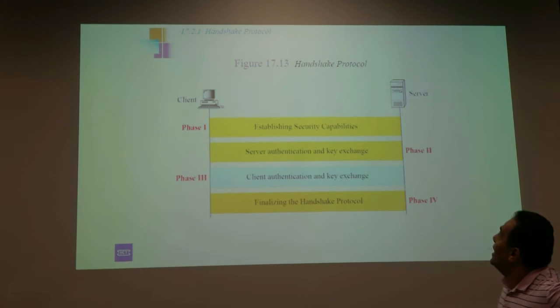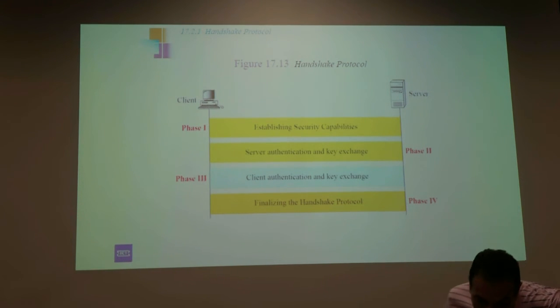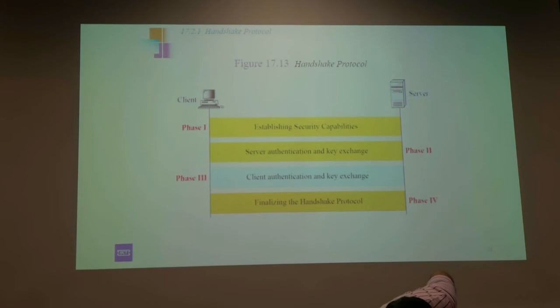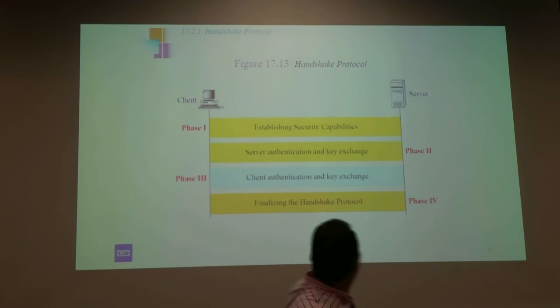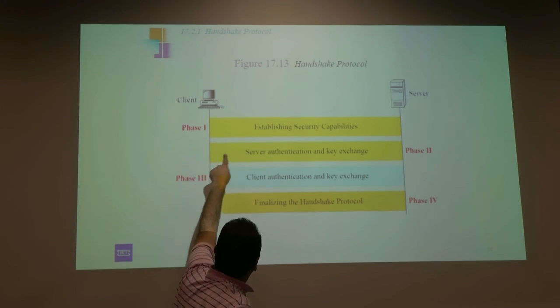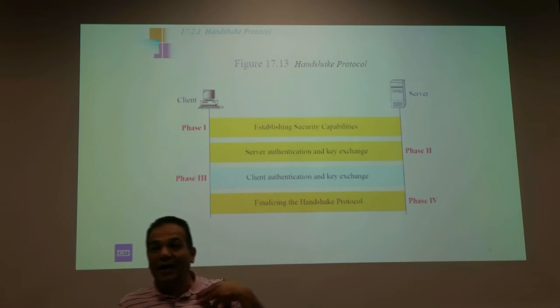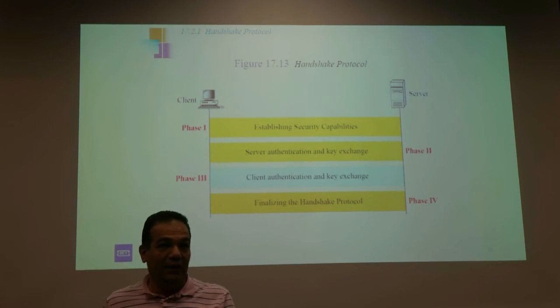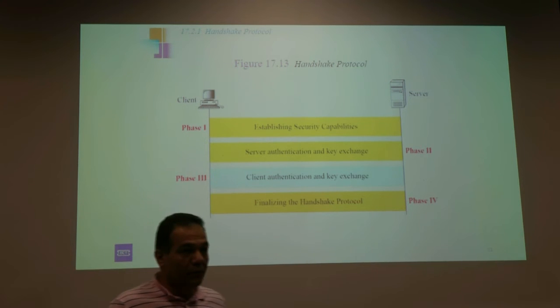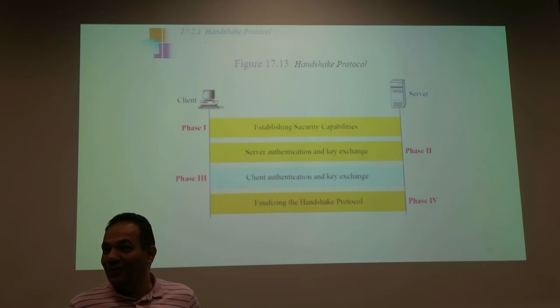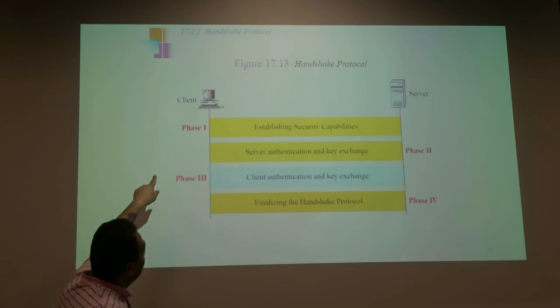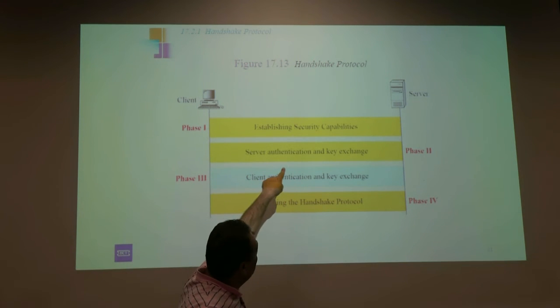So the Handshake Protocol. Look at the Handshake Protocol in here. It has 4 phases. By the way, when you read it, it's logical, really. It's very logical, but it's like complex logic. So phase 1, establishing security capabilities.